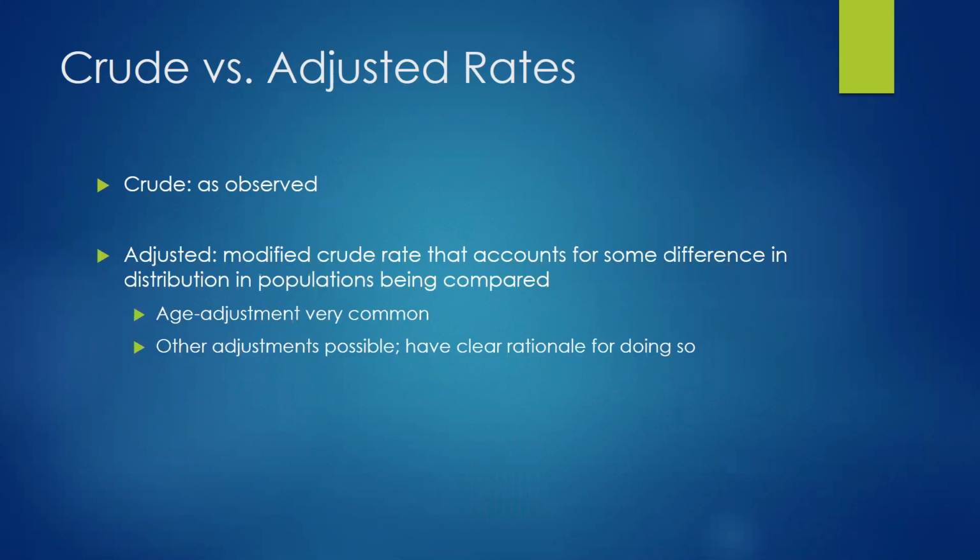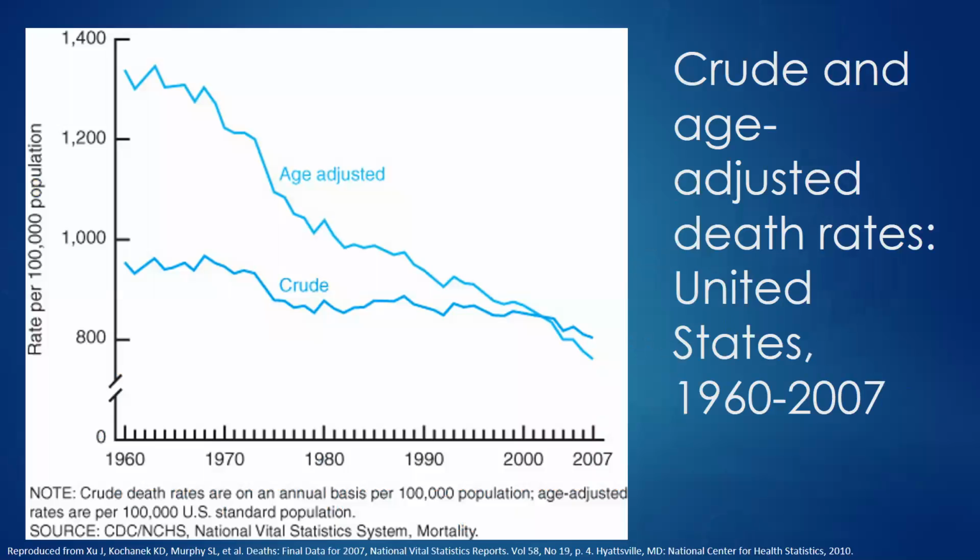If we want to adjust those numbers, it's an approach in which we modify that crude rate to account for some kind of underlying differences in the populations that we're comparing. Often we do age adjustment, and we'll talk about that today, but we can adjust for any number of things. We just want to have some clear reason for doing so.